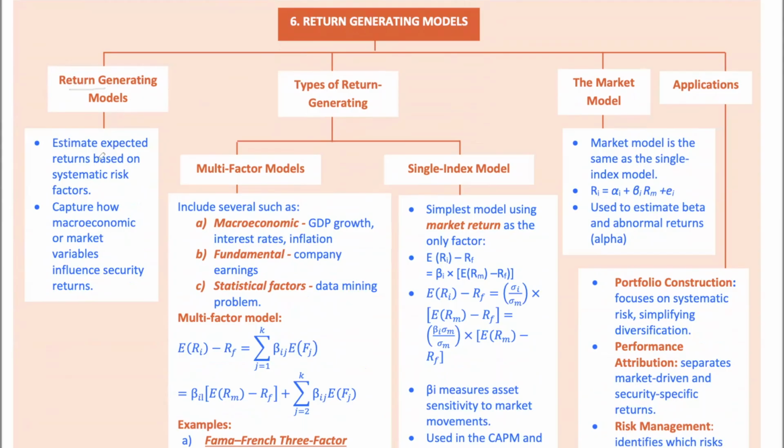How do we figure out what return an investment should deliver given its level of risk? That's where return generating models come in, folks. Think of them as blueprints, mathematical tools that help us estimate what return a stock or bond should produce based on certain factors. And just like in real life, some blueprints are simple and some look like they were designed by a committee of economists. So let's start with the logic.